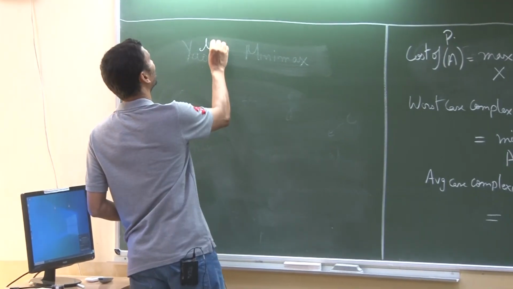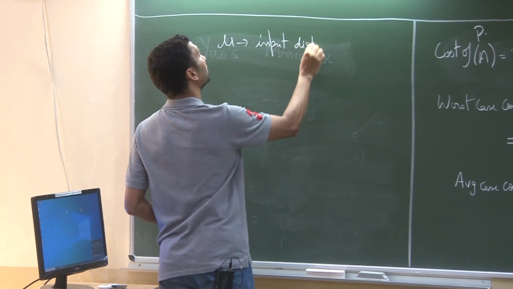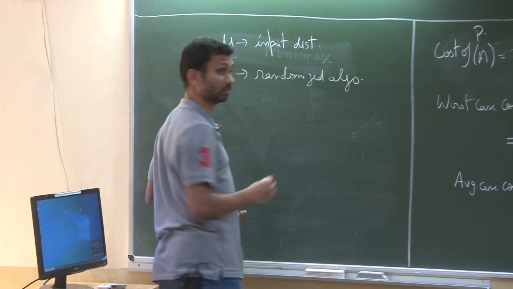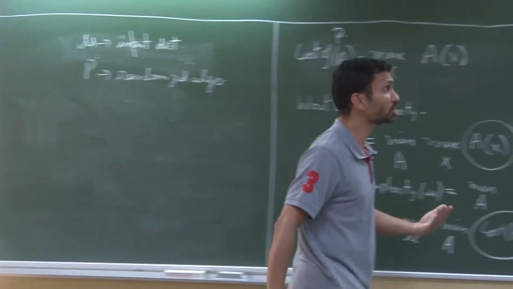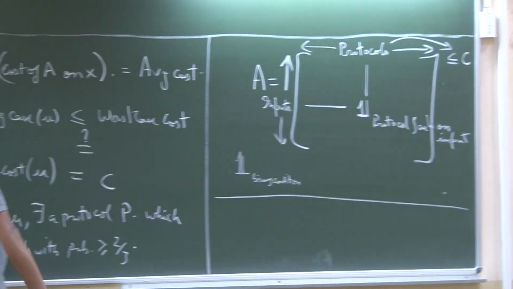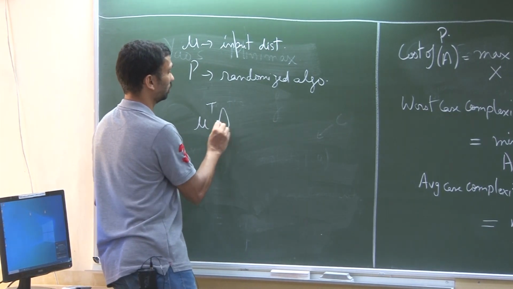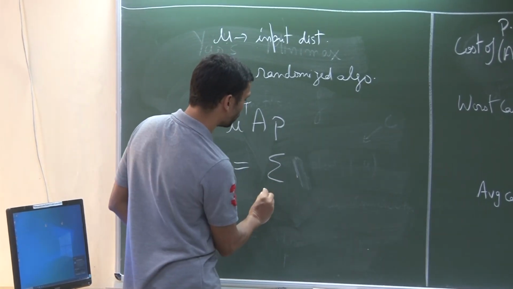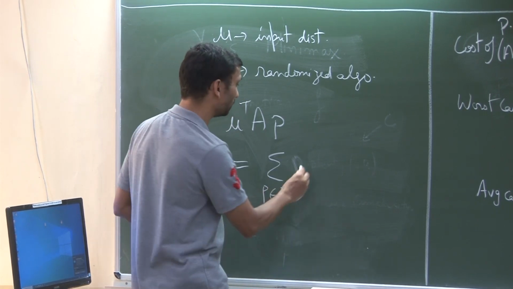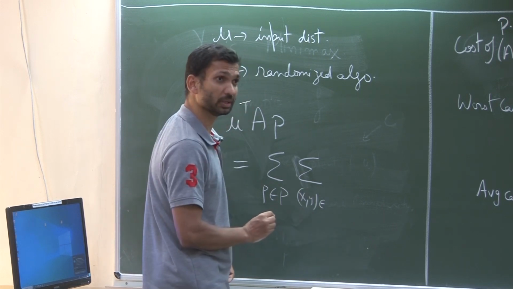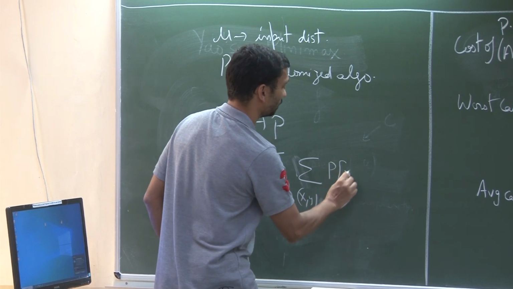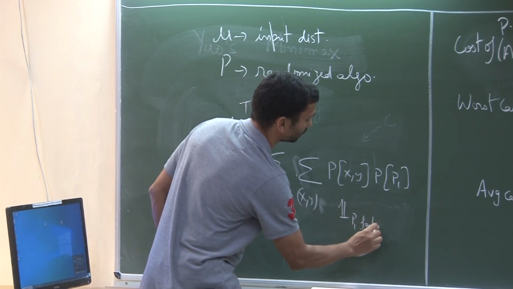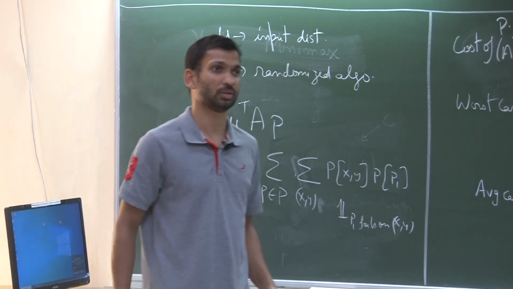Now, for any input distribution and a randomized algorithm. Remember, a randomized algorithm is a distribution over these protocols. Correct? What is the meaning of this? This is a summation over all protocols in P, whatever is the support of P, summation over all input pairs. Correct? I pick the input pair, I pick the deterministic protocol, and then ask whether P1 fails on X comma Y or not.